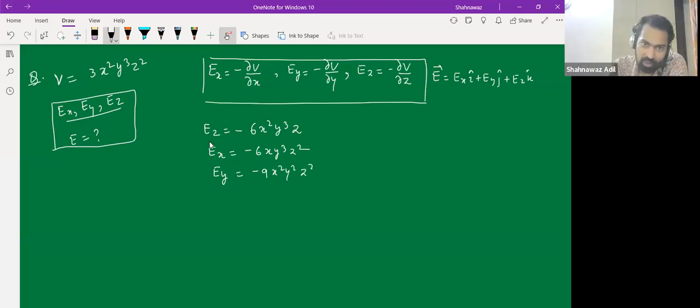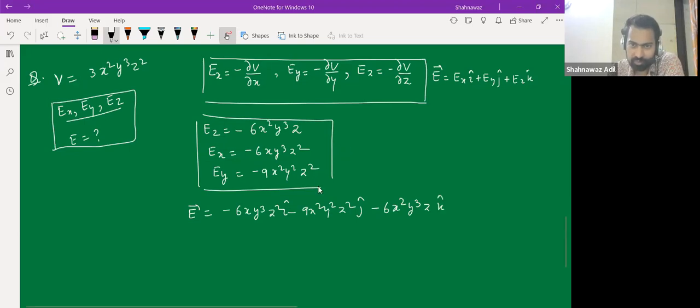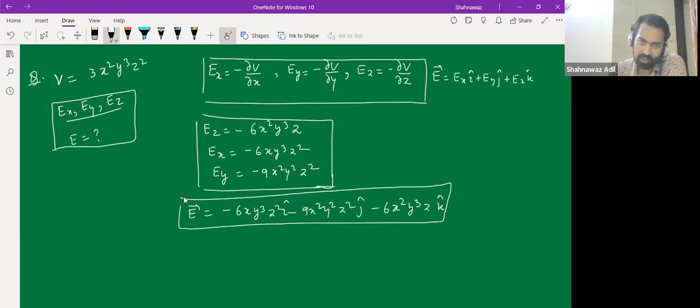So now we have all the components, right? Yes, sir. Now we have all the components, and then we can calculate the electric field. So the electric field is minus 6xy cube z square i hat, and minus again 9x square y square z square j hat, and minus 6x square y cube z k hat. So this is the electric field, right?